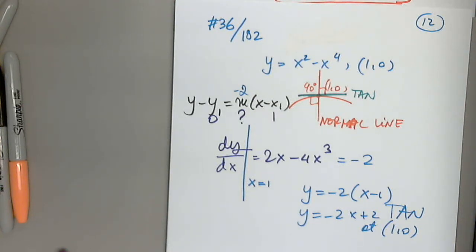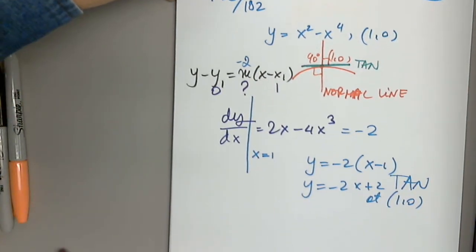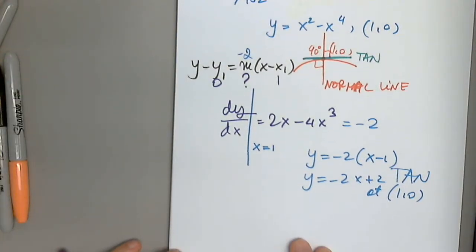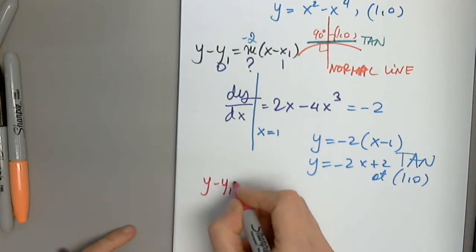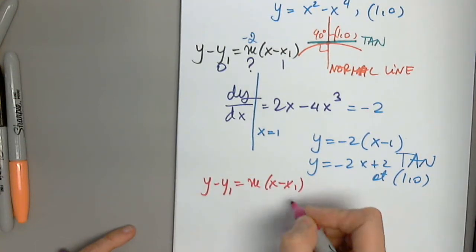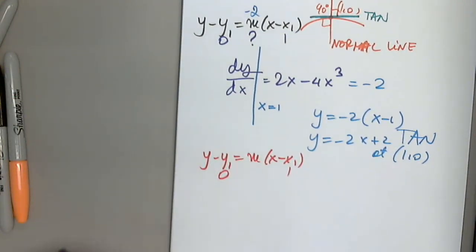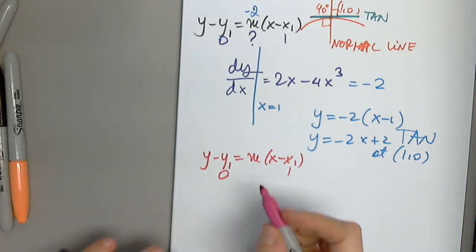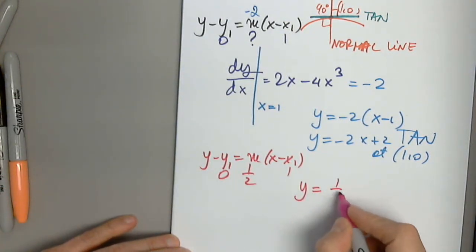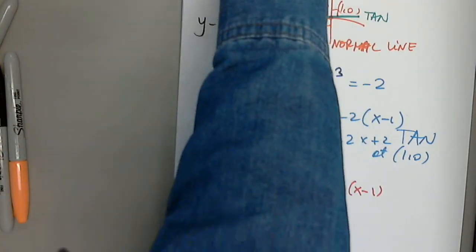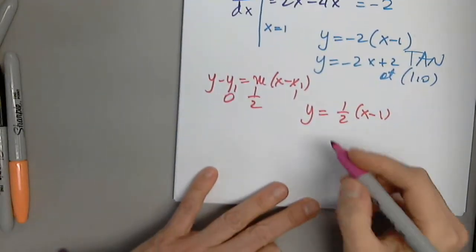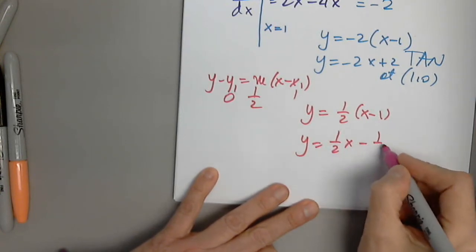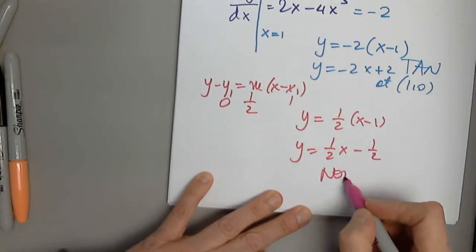Everything else okay? Okay, so now I have to find a normal line. I still have y minus y1 equals the slope times x minus x1. I still have 1 and 0. But since the slope of the tangent line at that point was -2, what will be the slope of the normal line this time? Excellent. Thank you. So then y equals 1/2 times x minus 1. And I distribute, and I'm done. Y equals 1/2 x minus 1/2. And this is the normal line.